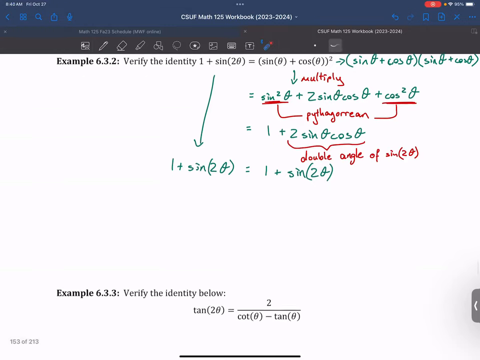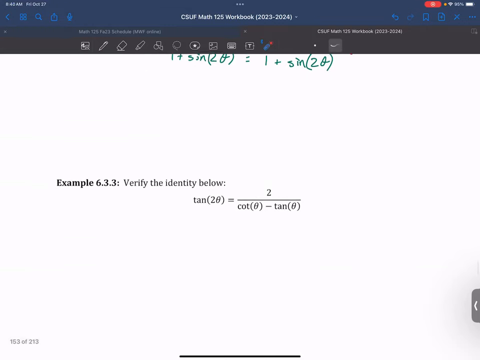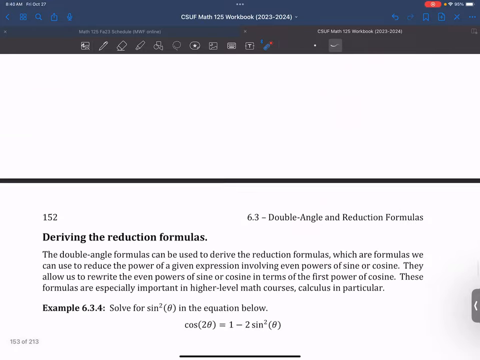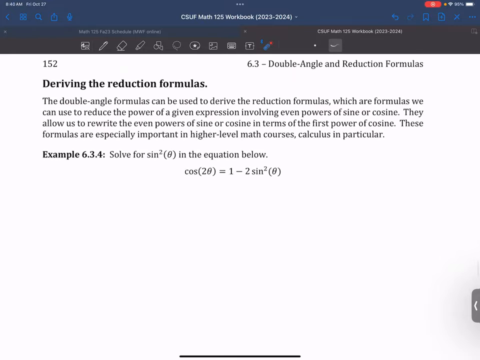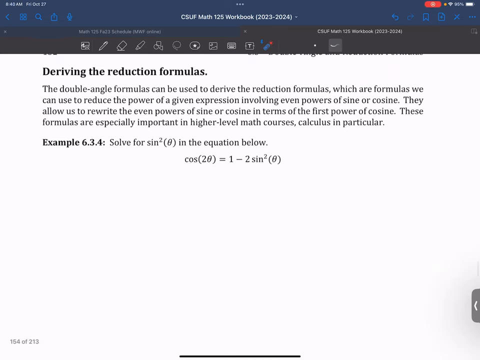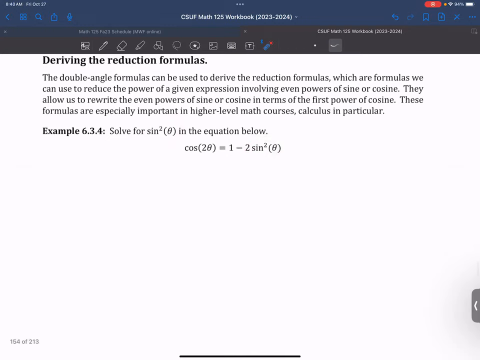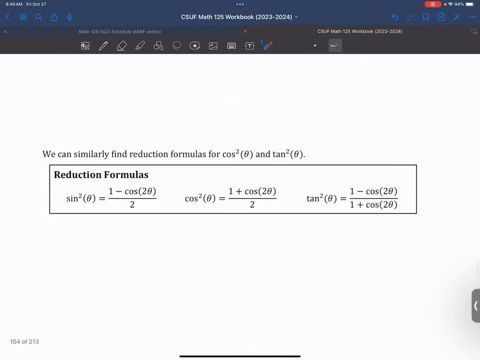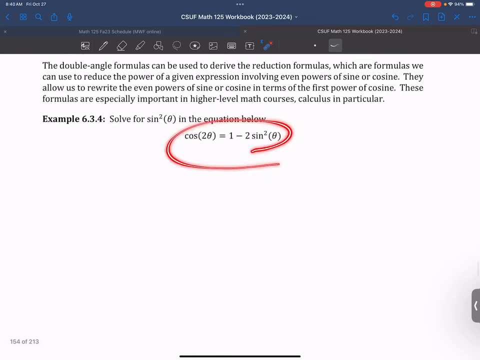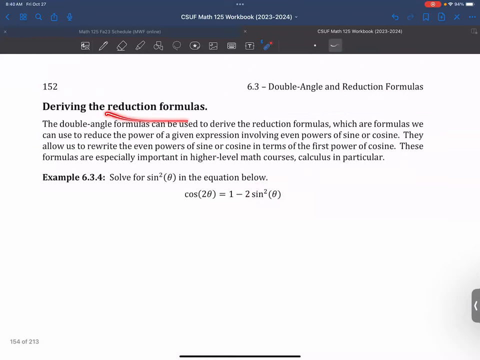So then you guys can work your way through this next one. You can work on this one as well. Solve for sine squared. That shouldn't be too hard. Just get sine squared by itself here. When you do this last example, 6.3.4, you should essentially find the reduction formula, which we'll talk about in a second, the reduction formula for sine squared.